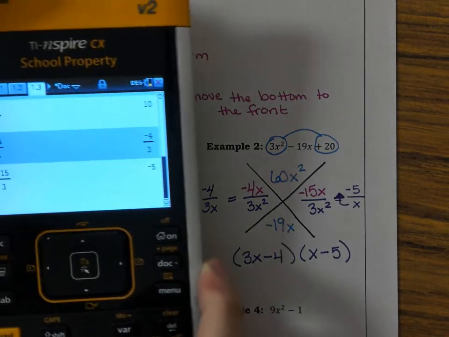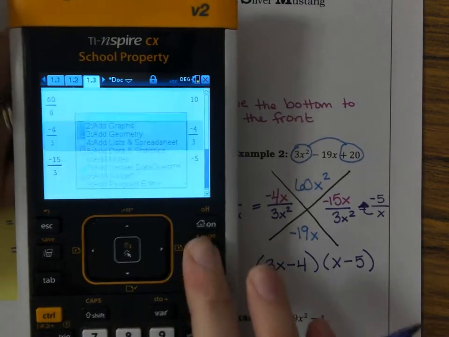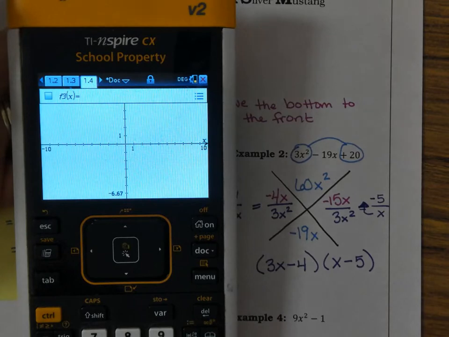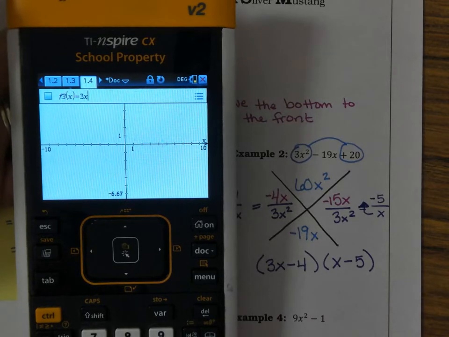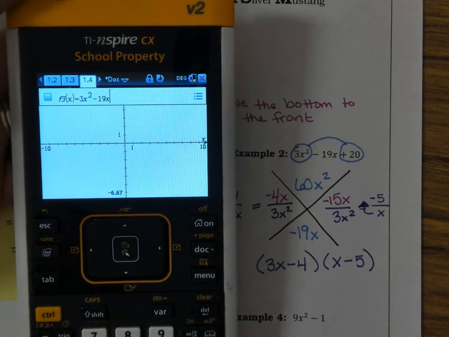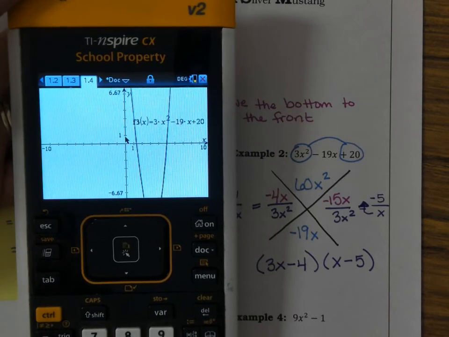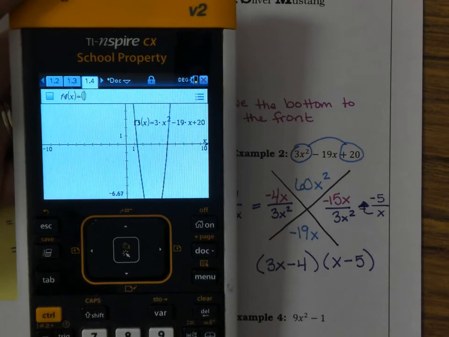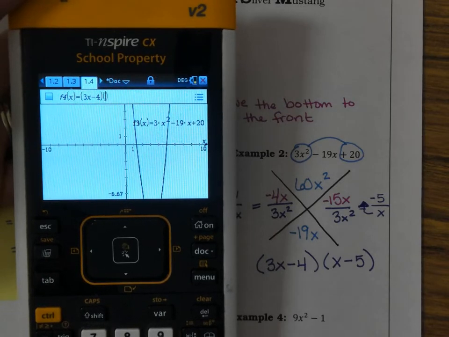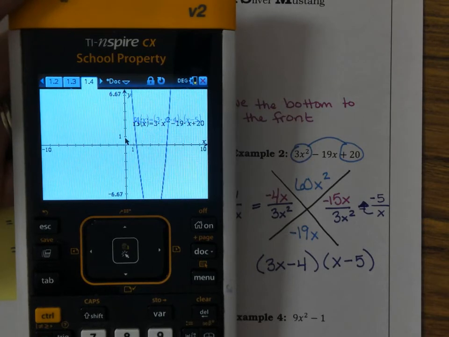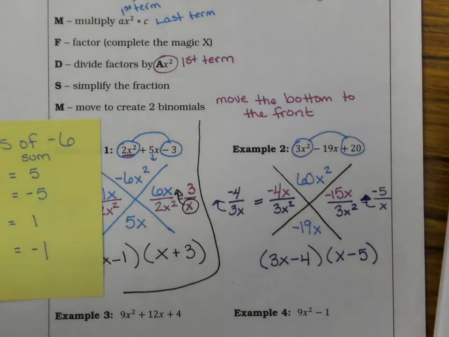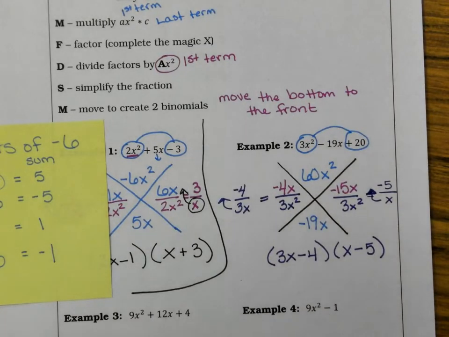All right, again, we can check it in the calculator by going to a graph page. And we type in the question, 3x squared minus 19x plus 20. And then I press tab and I type in my answer, 3x minus 4 times x minus 5. And they overlap. Okay, 2 more.